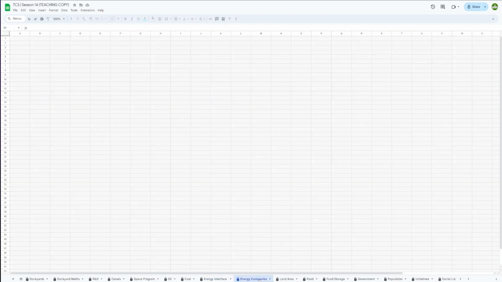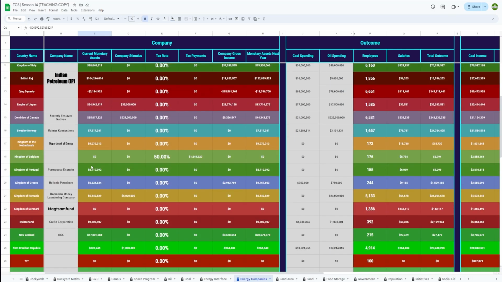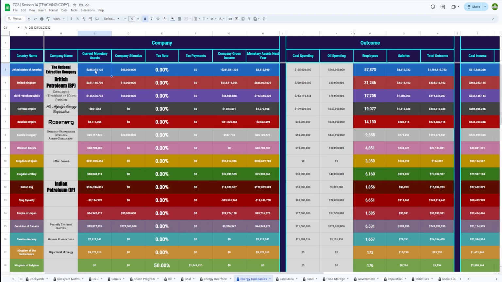Moving on to energy companies. This is where you manage what the future of your energy resources are. For example, over here you have your monetary assets. This is just how much money your energy company currently has. If it's negative, that's a bad thing. You need to get it up. But other than that, this is a pool of money that you can withdraw from into your EMR, your treasury, your emergency monetary reserve.